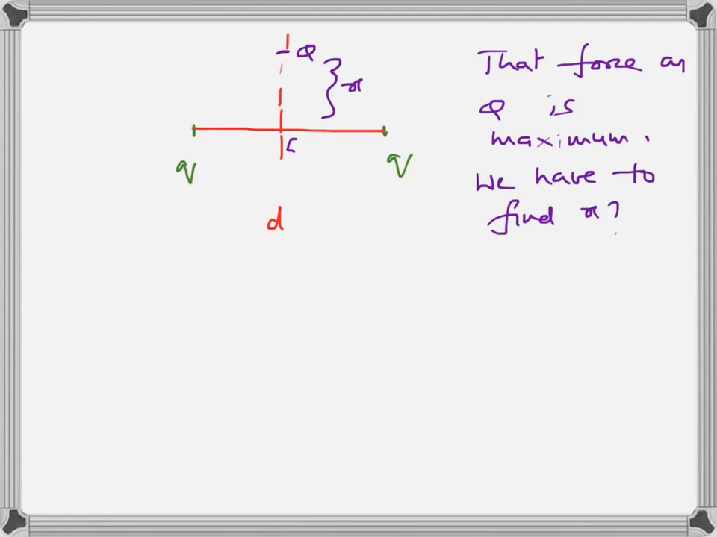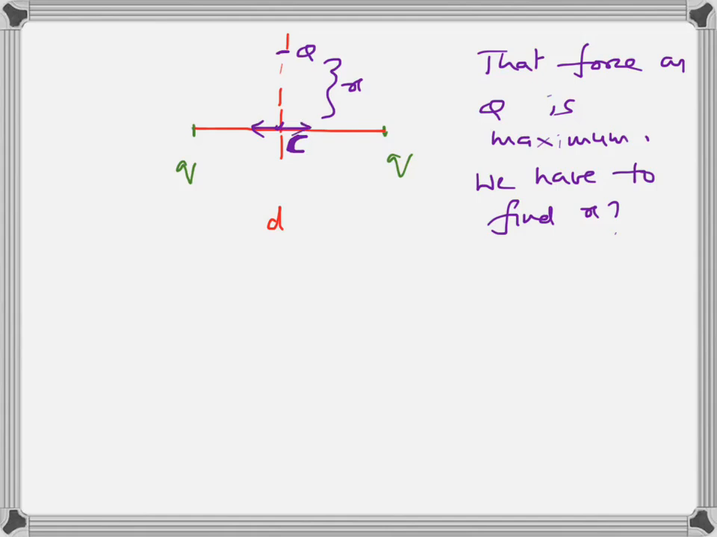That means at what distance on the perpendicular bisector should I place a charge capital Q so that the force on this capital Q due to the two small q charges is maximum? This we have to find. This is the question. Let us see how to solve this. If I put this Q at the center itself, what is the force? Force on Q is 0. If I put the charge at the center, both will equally attract or repel, so the force will be 0.